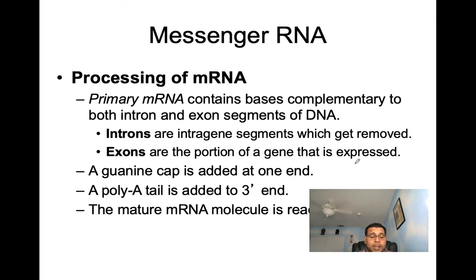Also during processing, we'll see one end is going to receive a guanine cap. The other end is going to receive a poly-A tail. So the 3' end is going to receive a poly-A tail. That's a lot of adenines. Just adenine, adenine, adenine, adenine, adenine, adenine, adenine. So they refer to that as a poly-A tail. Then the mature mRNA molecule is going to be ready to make its way over to the ribosome for the next process called translation.